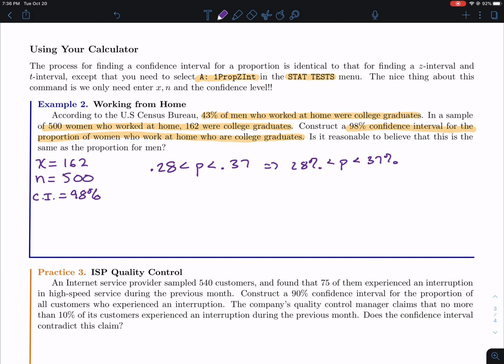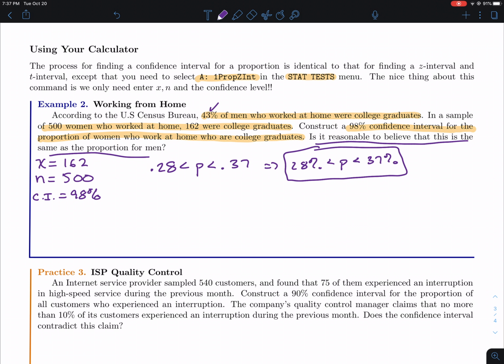So that's the proportion of women who work from home and are college graduates. Somewhere between 28% and 37% of women would fall into that category. So the question is, is it reasonable to believe that this is the same as the proportion for men? In this case, is it possible that really 43% of women who work from home are college graduates? It seems pretty unlikely, based on this sample that we did.